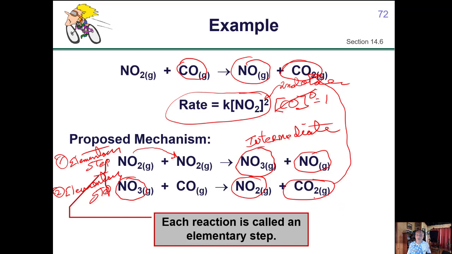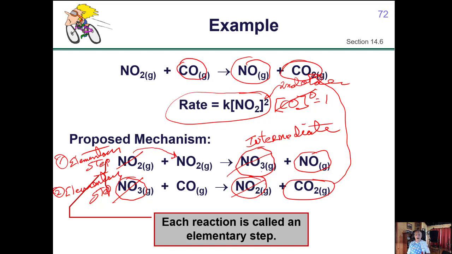So here's what's going to happen in this proposed mechanism. We can actually cancel out the nitrogen trioxide intermediate. You'll recognize intermediates because they form in an earlier step and they're consumed in a subsequent step. And then, since we've got nitrogen dioxide as a product of the second elementary step and as a reactant in the first elementary step, we can also cancel the nitrogen dioxide.